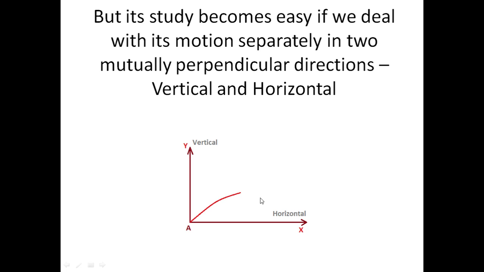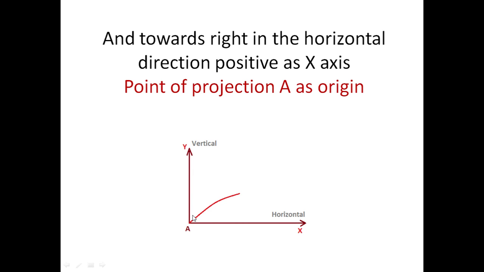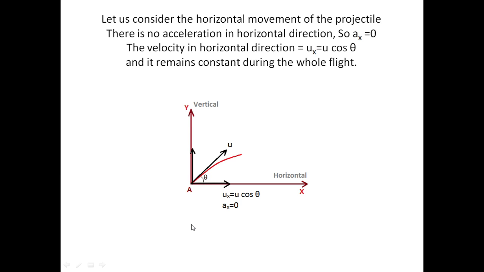But its study becomes easy if we deal with its motion separately in two mutually perpendicular directions, vertical and horizontal. We shall take vertically upward direction positive as y-axis and towards right in the horizontal direction positive as x-axis. Point of projection A will be taken as origin.